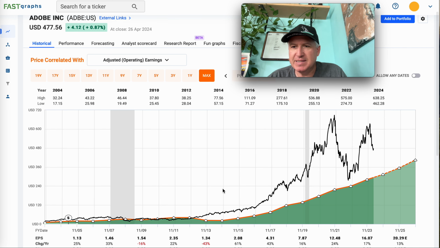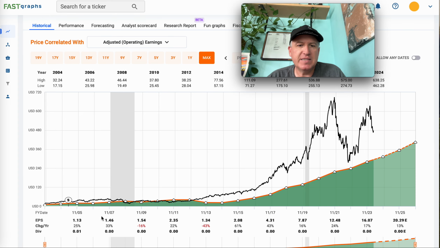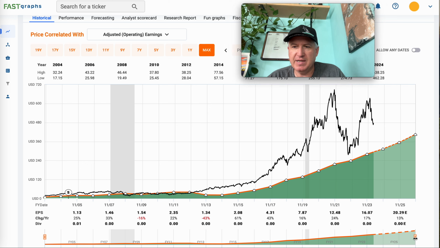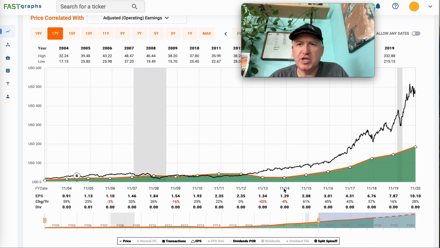So let's just get into the analysis here. If we look at the historical earnings, they've been really steady. They had maybe 2 years where they kind of declined a little bit. This dark green area is the earnings per share. So yeah, we have this decline here.